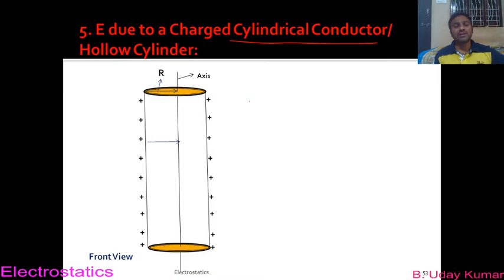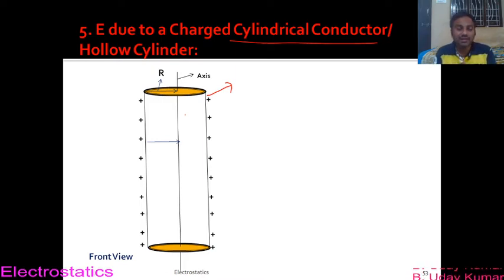So a conductor which is in the form of a cylinder, we call it a cylindrical conductor, and if charge is given to that cylindrical conductor, it is called a charged cylindrical conductor. That's all. So this is the image of a charged cylindrical conductor. Remember, it's a conductor in the form of a cylinder, so we call it a cylindrical conductor. And if charge is given to it, what happens?